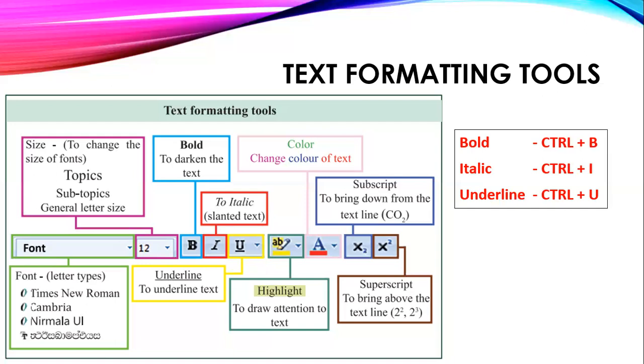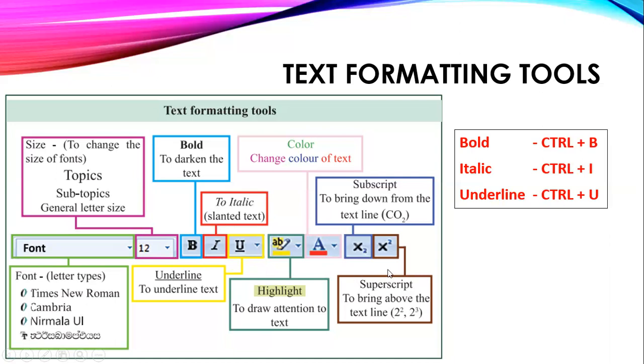Okay, sometimes in mathematics or in your science, you may need to write NaCl2, sodium chloride. Now, how do you write NaCl2 or NaCl? So if we have NH3, we say ammonia, NH3. So how do you write this? For that, we are using subscript and superscript. Subscript means bringing it down from the text line, and the superscript will take it above. I think you can clearly understand that.